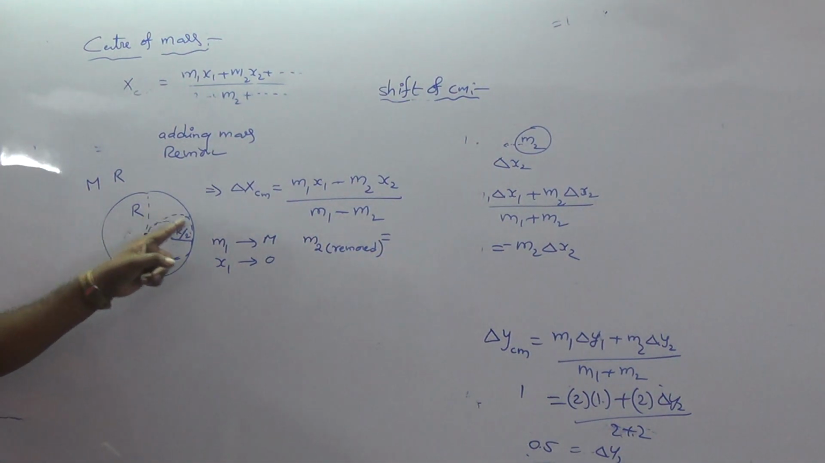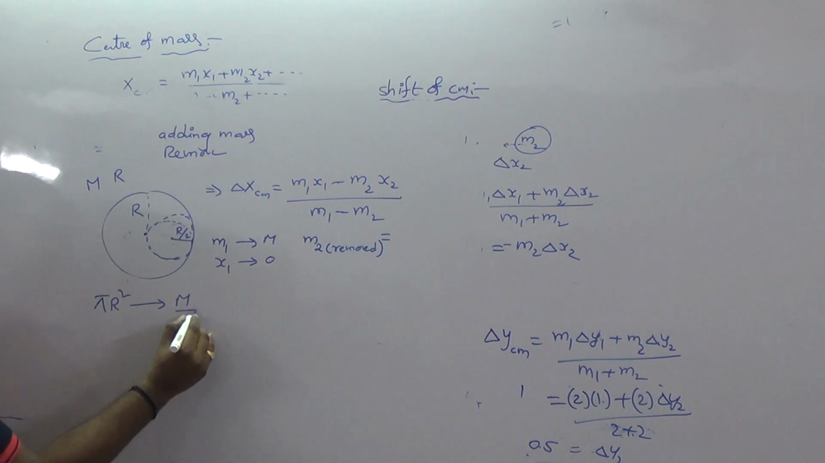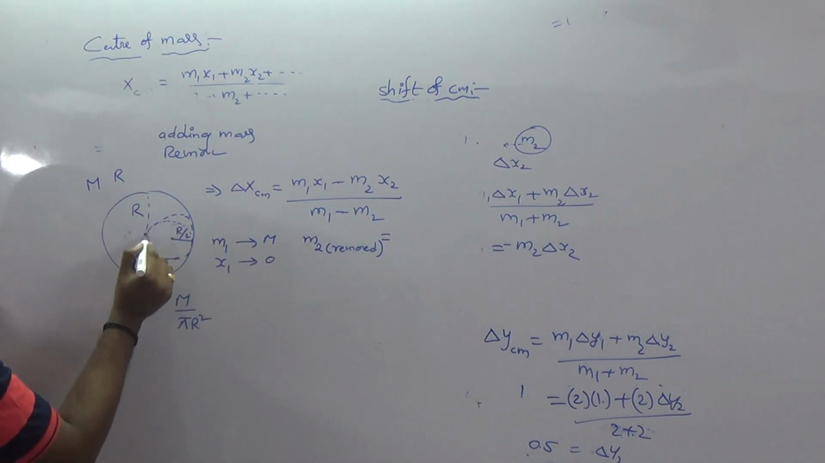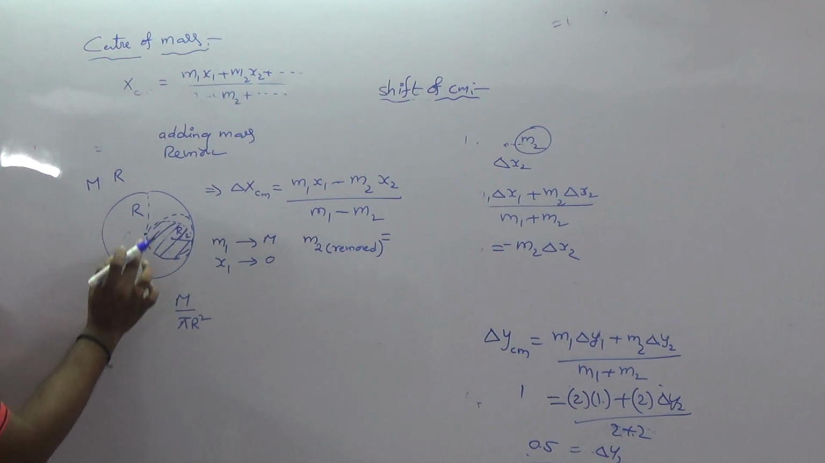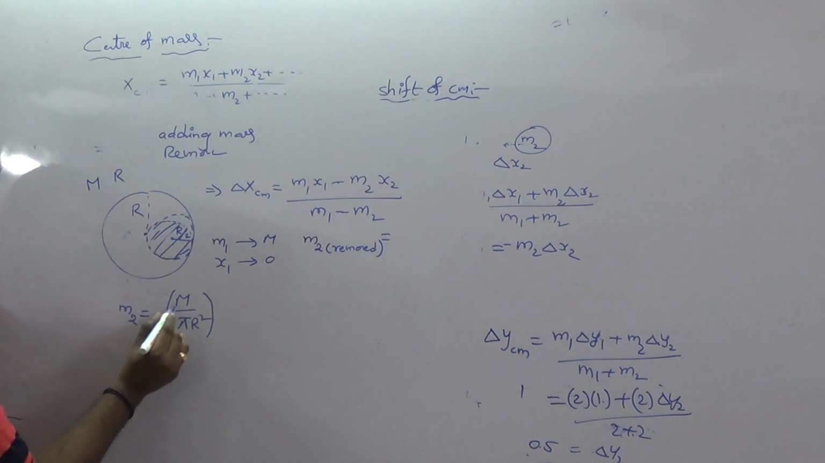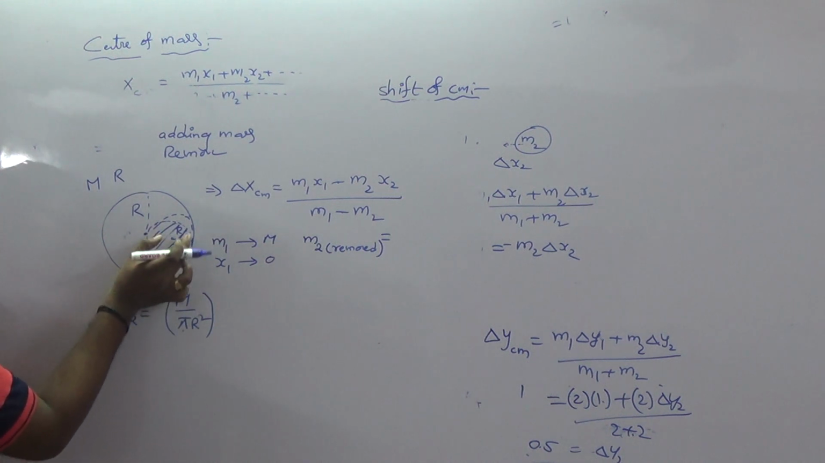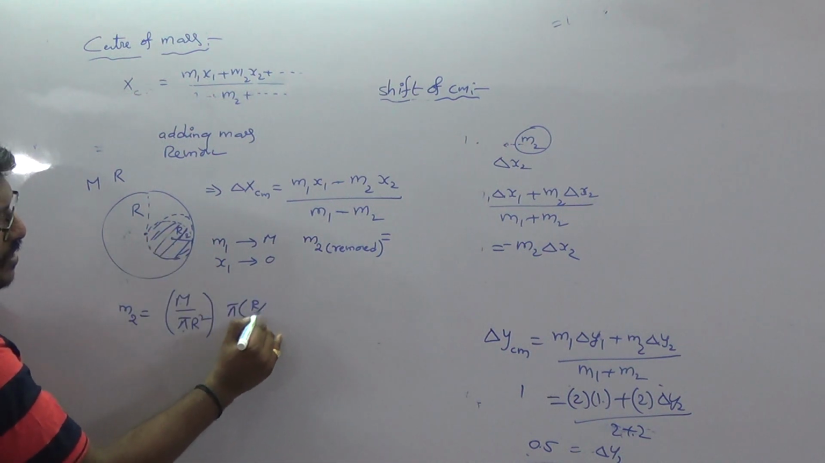Removed mass: the total area is pi R square, and within the area the mass is m. Per unit area, the mass becomes m by pi R square. I am going to calculate m2. m2 means the mass of this disc, this area. So m2 is equal to m by pi R square, this is the mass per unit area, times the area of this removed part. The removed part radius is R by 2, so the area is pi R square by 4.